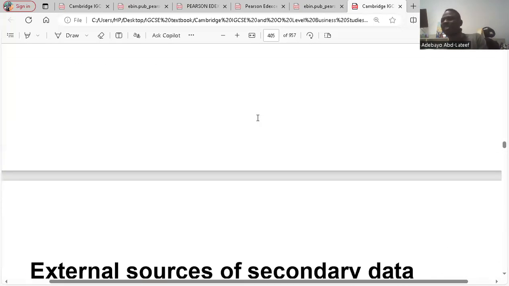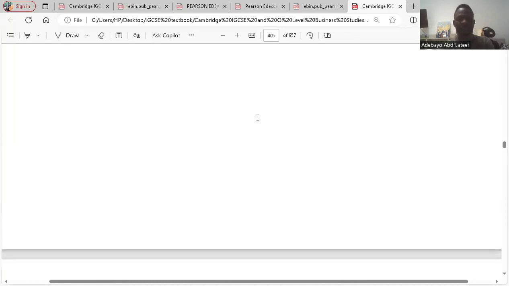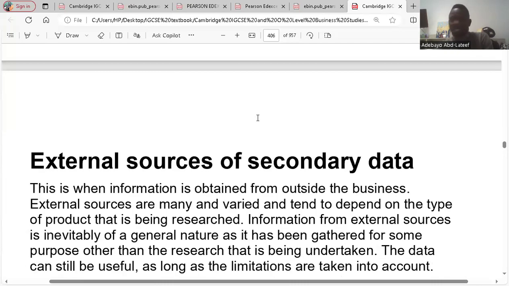So what we're talking about with internal sources is information made available within the business, like the finance department, marketing department, human resources department, whatever department you need. They have the information of previous customers, so you can get the information you need. That is internal. These sources are from within the business. Then we have external sources.